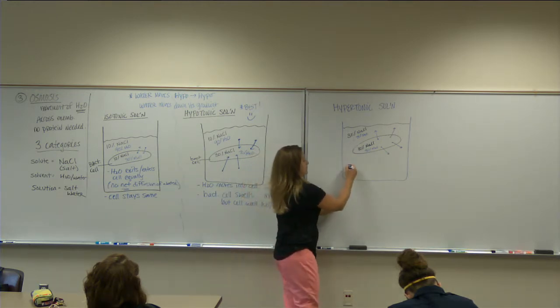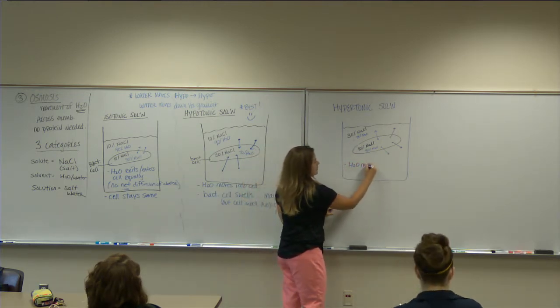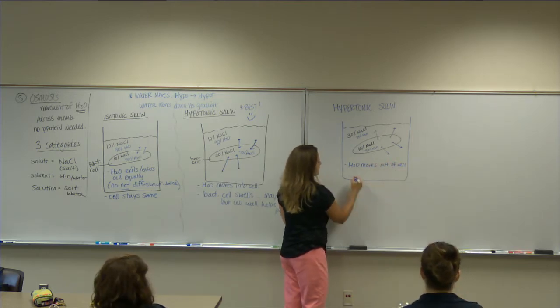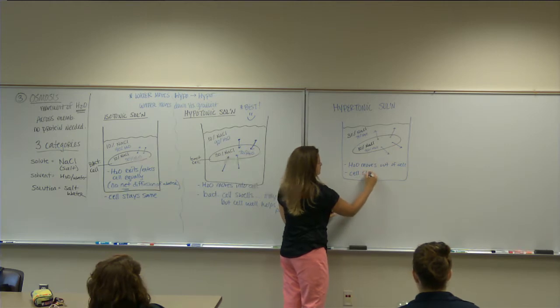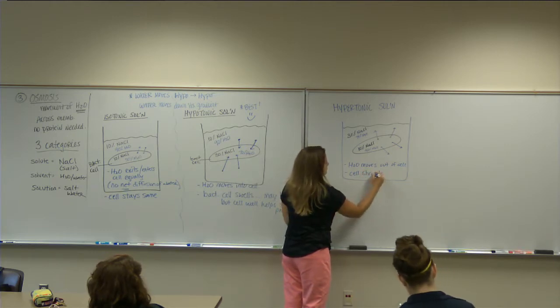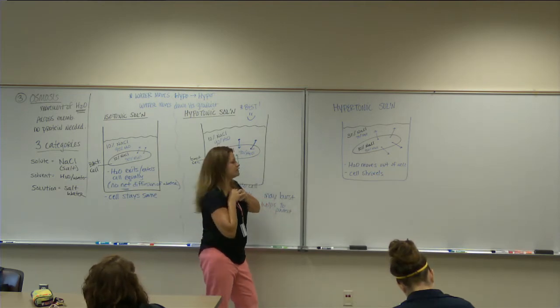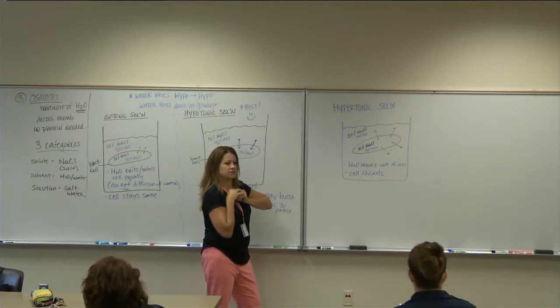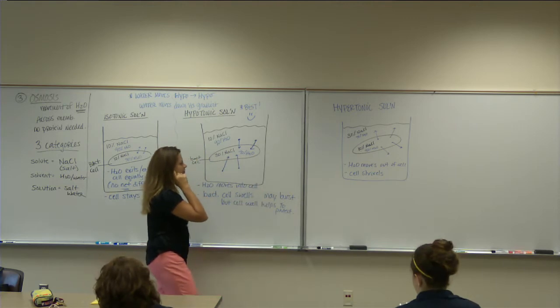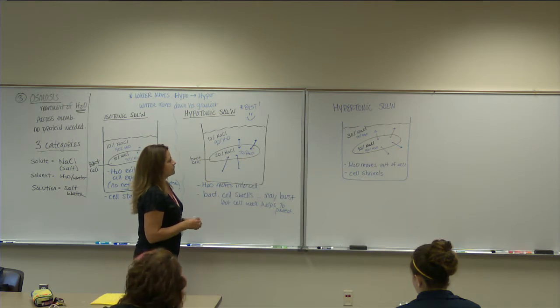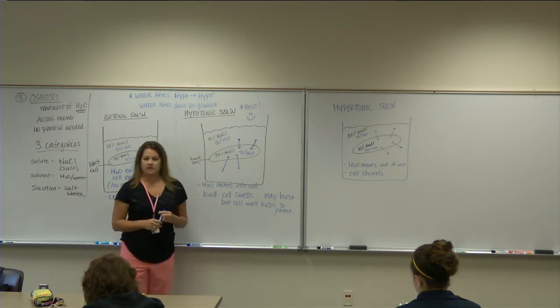So what's going to happen? H2O moves out of the cell. The cell can shrivel up a little bit and become dehydrated. Not a good situation, because you're taking that water away from the bacteria. It's going towards the saltier side. Okay, so that's a look at osmosis.